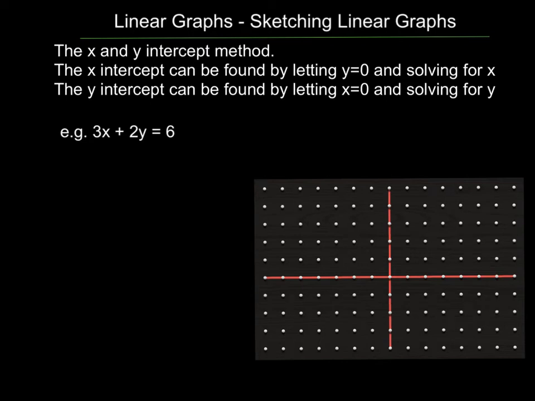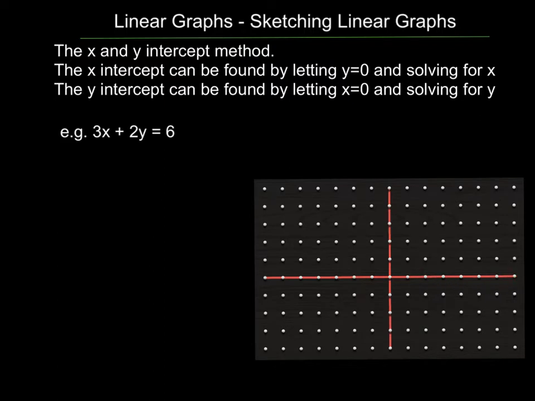To sketch a linear graph, you only need 2 points. The easiest way of doing that is to find the two intercepts. If I want to find the x-intercept, I just need to let y equal 0 and solve for x. And that's because anywhere along this line, I haven't gone up or down, so anywhere along here, y is 0.